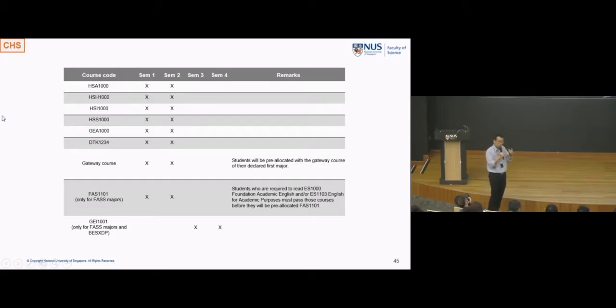I will talk a little bit more about that later on. There is a deadline by which you have to tell us. If you don't tell us before that deadline, then we will not be able to pre-allocate that gateway course to you. Again, the last two rows I will gloss over because these two are more for FASS majors.